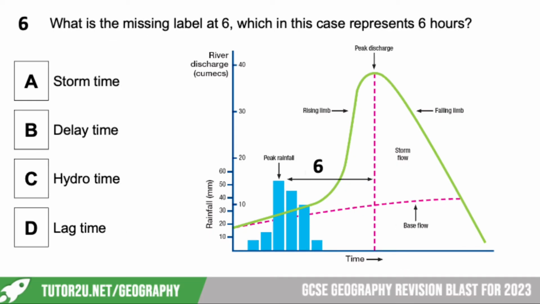6. What is the missing label at 6, which in this case represents 6 hours? Is it storm time, delay time, hydro time, or the lag time? Let's reveal the answer. It is the lag time, which is the difference between the peak rainfall and the peak discharge. So the peak discharge is obviously about when the river is at its highest level.